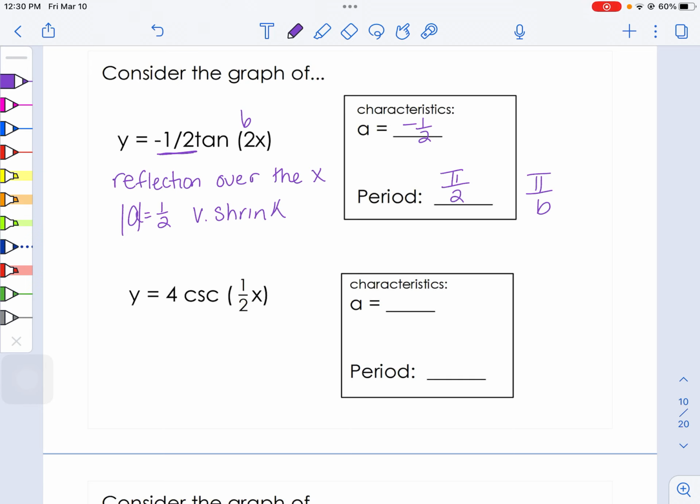Our a value for this one is 4, and that would be a vertical stretch because 4 is greater than 1. And then for the period, for cosecant, it's the same as sine, so 2 pi over b. So 2 pi divided by 1/2, or 2 pi times 2, is 4 pi, which again is going to be those really elongated waves.